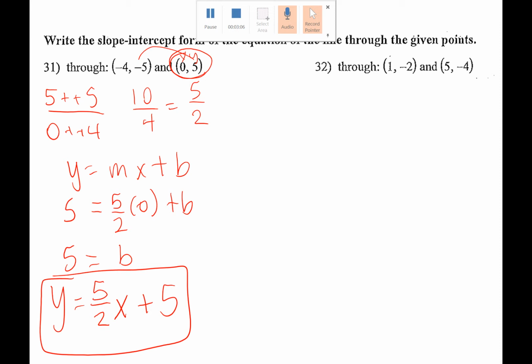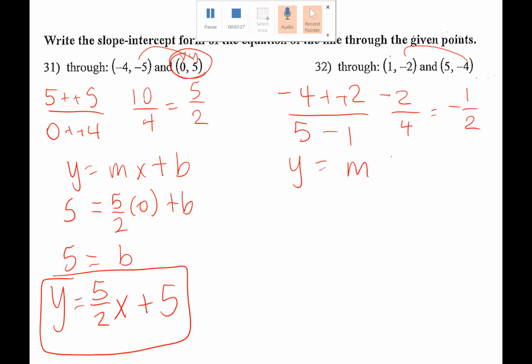We're going to do the same thing over here. I'm going to start and do negative 4 minus negative 2 over 5 minus 1. That's actually going to change it to negative 4 plus positive 2, which is negative 2 over 4. That's going to be reduced to negative 1/2. You do want to make sure you reduce your slope. Since that's my slope, I'm going to plug that in to where m is, and then use an x and y output to help me find b.